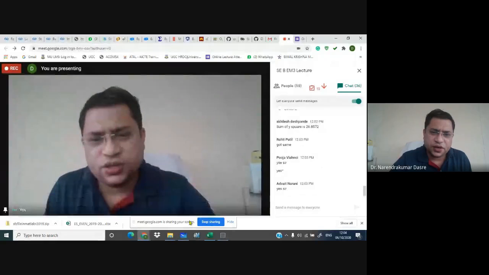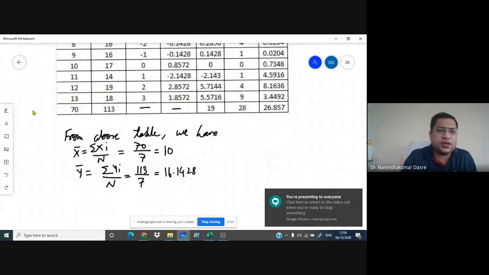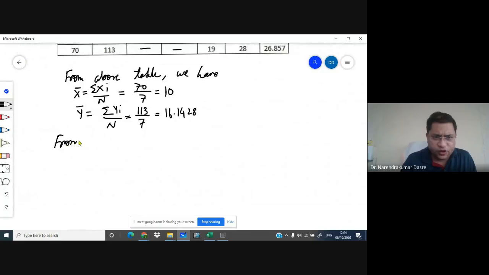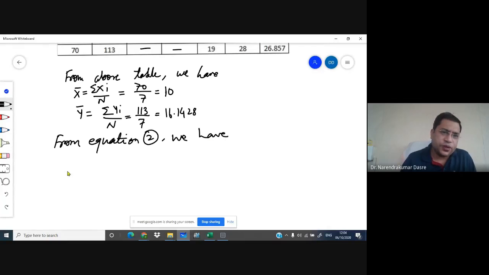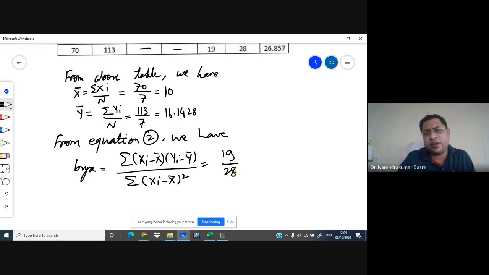Now once your calculations are done, we have this whole table ready, and hence now I can write from equation 2. First we have to calculate the coefficient. So what is the byx? Byx is summation xi minus x bar into yi minus y bar upon summation xi minus x bar square, and this is 19 by 28.